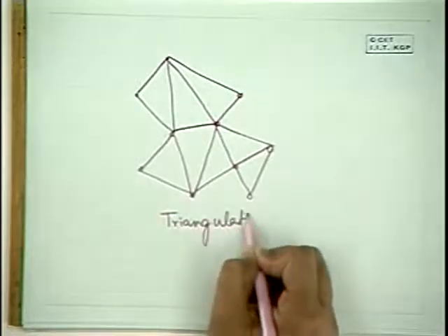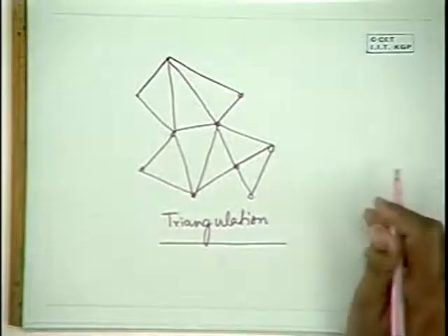Now the first question that comes to mind is: is it always possible to triangulate a polygon? Given any arbitrary polygon, what is the guarantee that you should be able to draw such edges such that the interior of the polygon is broken up into triangles? So this is the question of feasibility. Is it at all feasible to do it? And the answer to this question is yes. It is always possible to triangulate a given polygon, no matter how it is given.